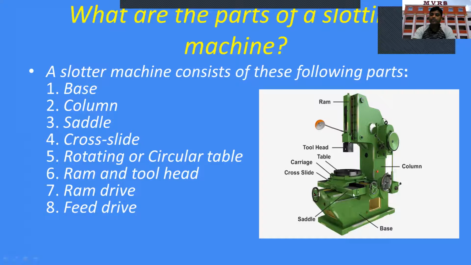Next one is the column. So attached to this base we have a column. So what is this column? All the arrangement of gears is packed up in this place, that is nothing but a column. Okay, next one is the saddle.